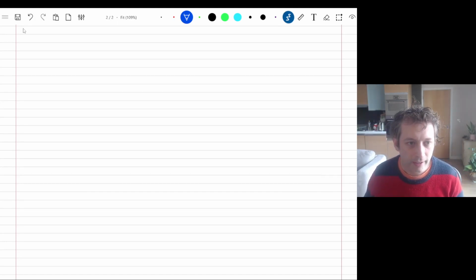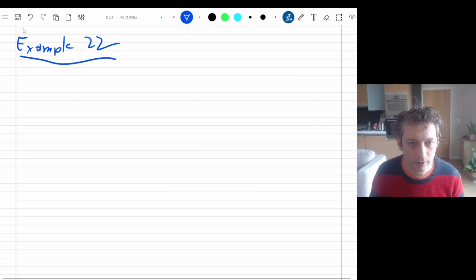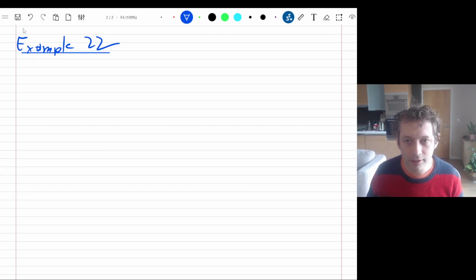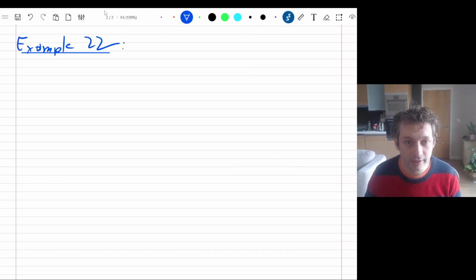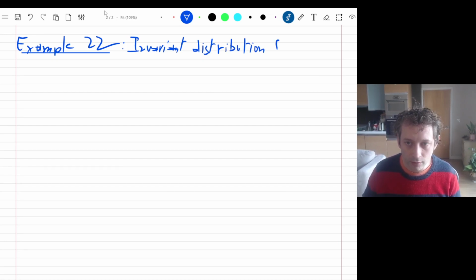Let's work on example 22, going forward with our examples. I give you a Markov chain, and we figure out what the invariant distribution is. It's the invariant distribution for a certain Markov chain, which is going to be a random walk on a graph.